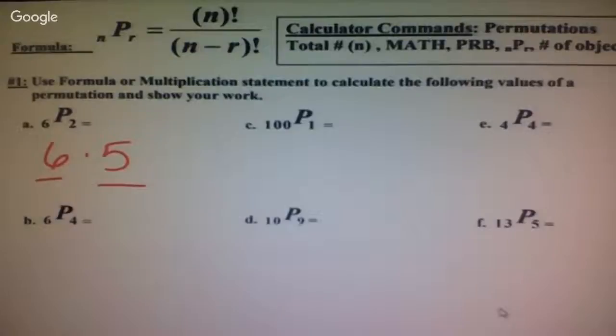B. 6 permutate 4. So where do I start? 6, 5, 4, 3. I need 4 numbers.